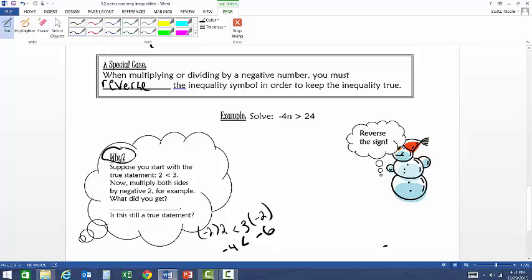If I look at a number line, up here would be 0. Negative 4 is closer to 0 than negative 6. So negative 4 is actually bigger. So if you multiply or divide by a negative, because the rules of negatives makes our signs flip, we must also flip our inequality symbol. Now it's a true statement.